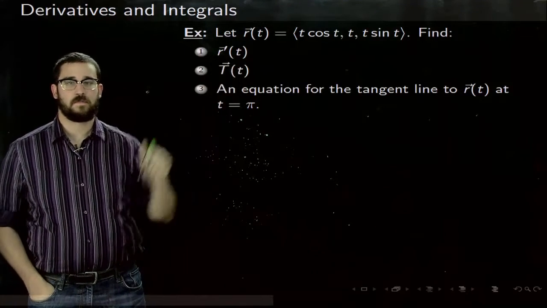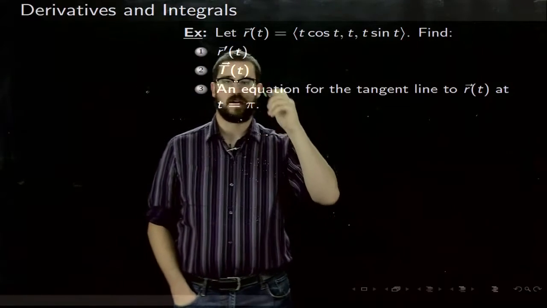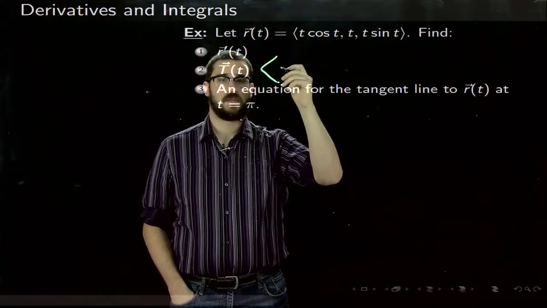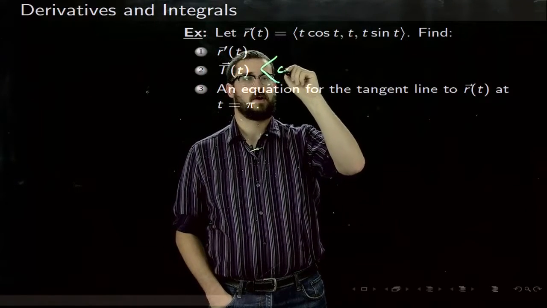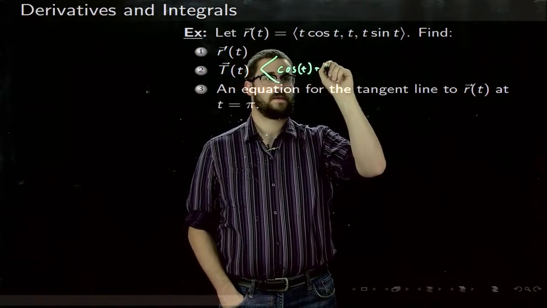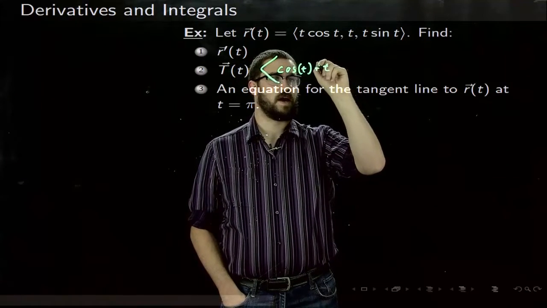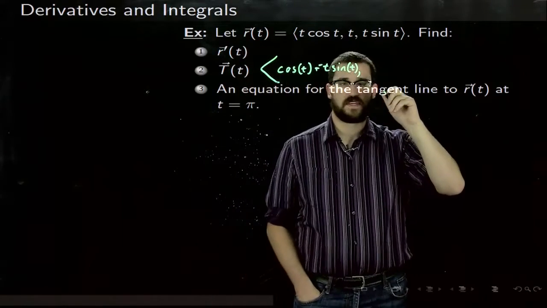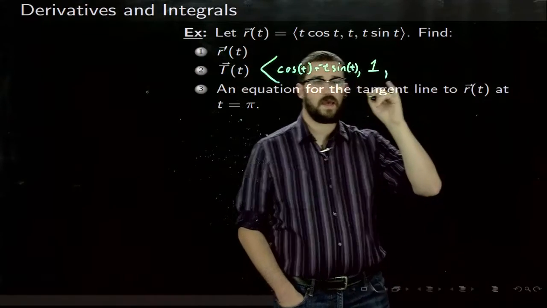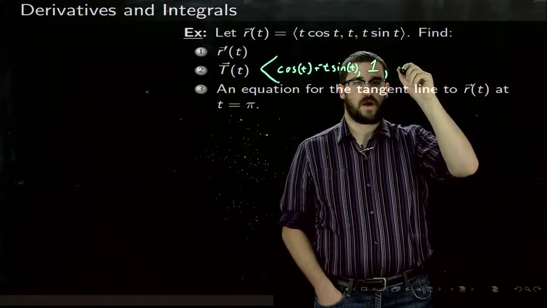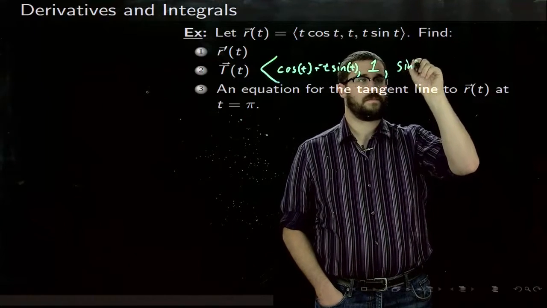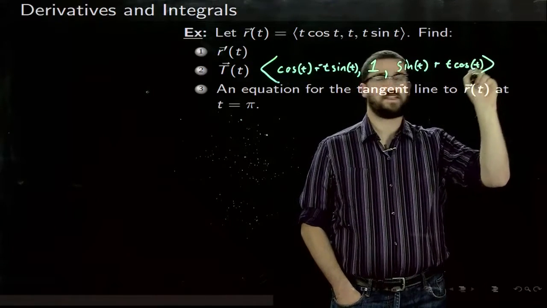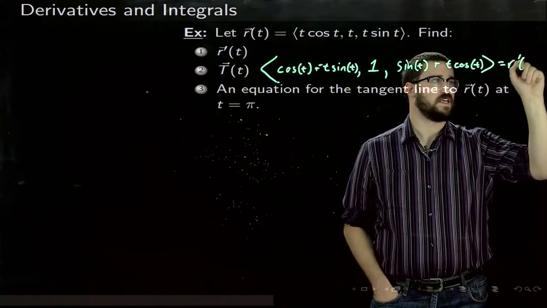So if we have r of t up here, then we just need to find the derivative of each component. So what would be the derivative here? Well, we need to use the product rule. So we would have cosine of t plus t times negative sine of t. Then the derivative of t is just 1. And this one, we also have to use the product rule. So we would get sine of t plus t cosine of t. And this would be our r prime of t.